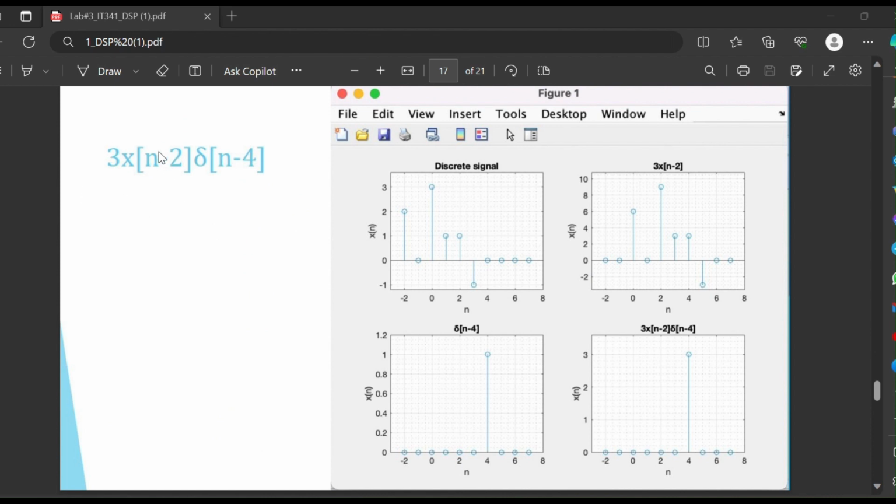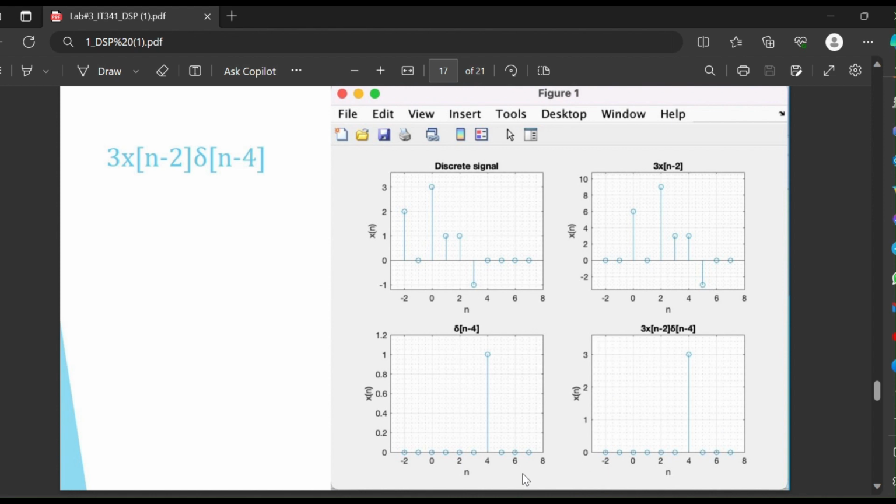3x of n minus 2 delta n minus 4, which is the unit step. You remember the unit step says what? When x is 0, the signal is 1. Elsewhere, it is 0. So, to do this, first we'll get the x of n, the 3x of n minus 2, delta n minus 4, and all multiplied into each other. So we got this, okay?